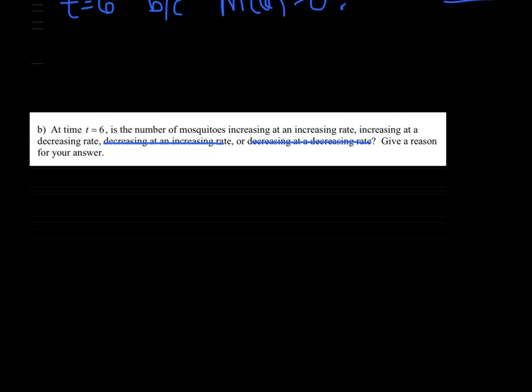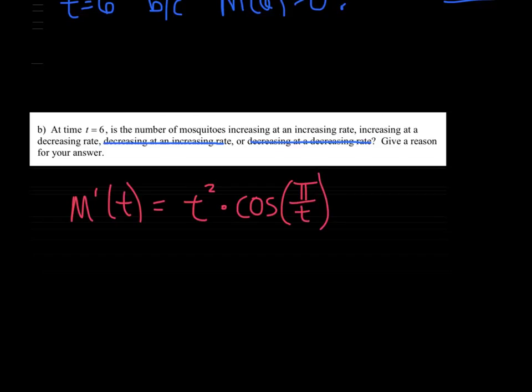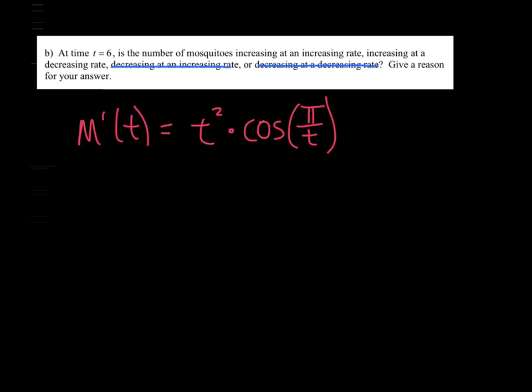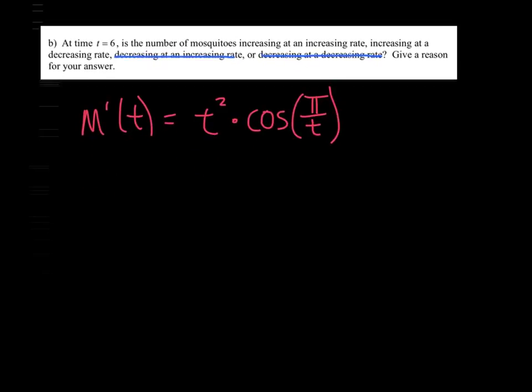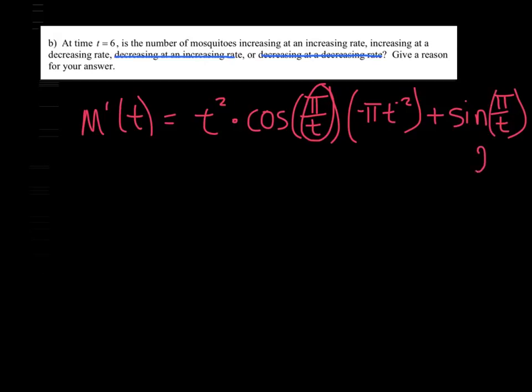And so let's see if I can get this right. We're going to say the first times the derivative of the second. So we've got cosine of pi over t times the derivative of the inside. Now, that's going to be negative pi t to the negative 2, because I'm picturing this function right here as being pi times t to the negative 1. So deriving the inside wasn't as easy as I would have assumed it was. Plus the second, sine of pi over t, times the derivative of the first, which is 2t.